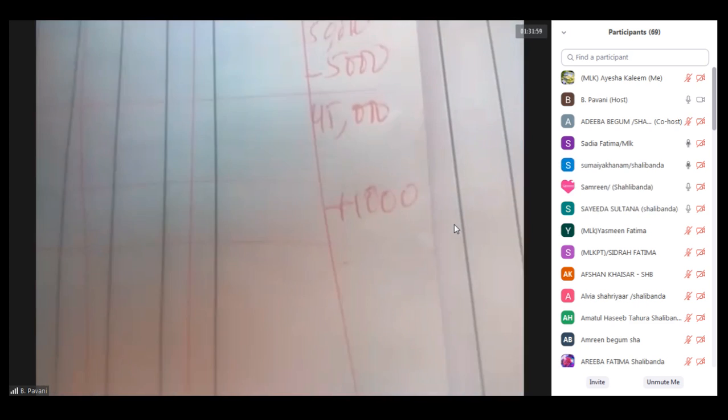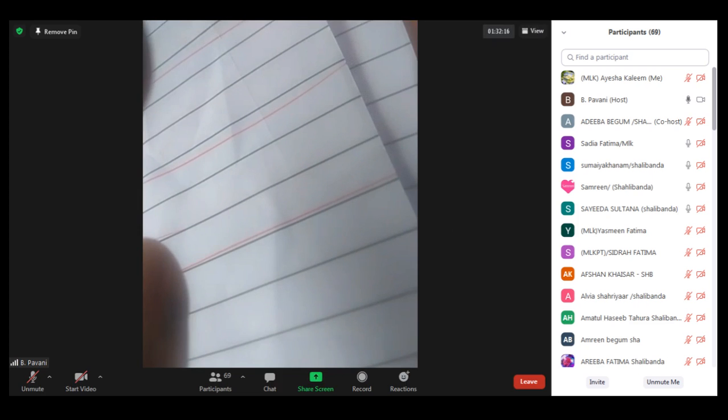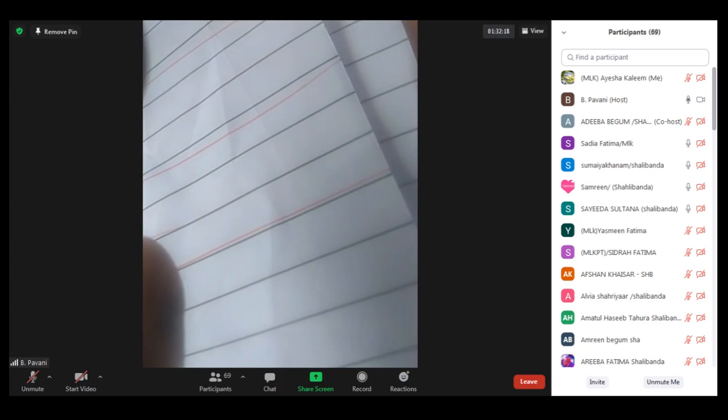Okay. Now again I'm doing the total. When you do the total, your cash account will come as 71,000. Your bank account is minus 5,000. Your loan account is 20,000. And when we see the capital account, it is 46,000.